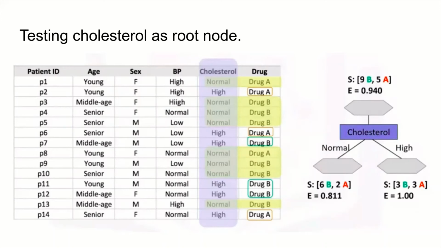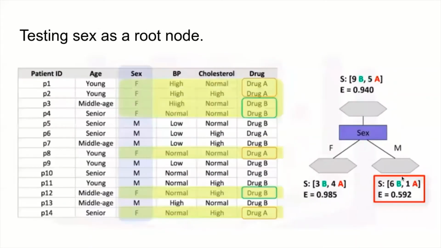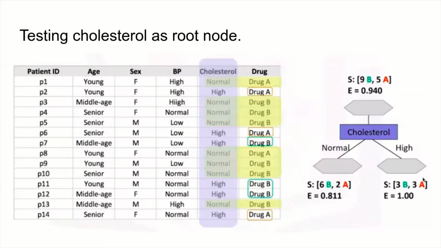And if we filter the data by cholesterol, we repeat the exact same process. Notice that the difference here is that in order to calculate the entropy of partitioning the data by normal cholesterol, we only take into account the data points that have normal cholesterol. So we count with respect to these yellow data points. And we do the same for the people with high cholesterol.